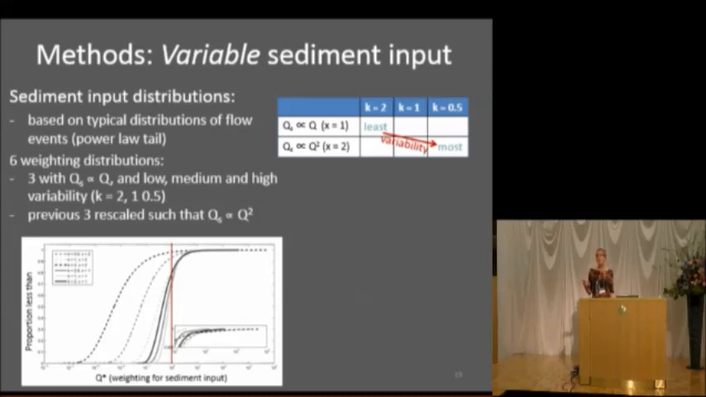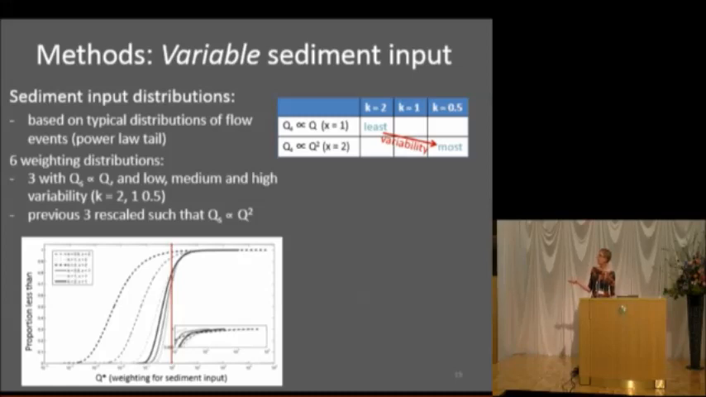You can then say, okay, maybe sediment input is not just related to the variation in flow. It's maybe a nonlinear function of that. So we created a second set of distributions that take these three initial distributions and approximate it as a square function. So we square them and then rescale them, and we get an extra three distributions. Those second three distributions give us a more variable range of inputs. So in our parameter space, we go from the least variable here to the most variable up here. And these are, again, distributions.